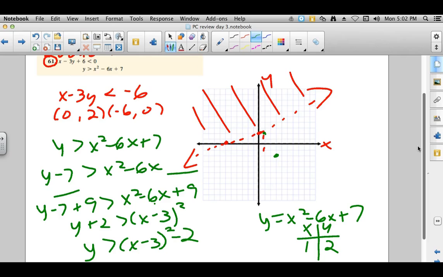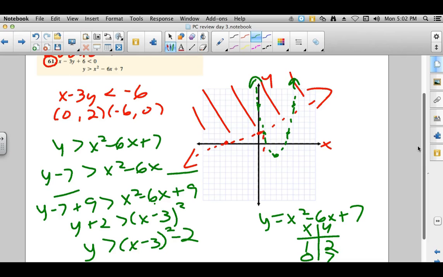Because of symmetry, we could go equal but opposite on the other side of the vertex. Maybe put a 0 in there. 0 minus 0 plus 7 is 7. So 0, 1, 2, 3, 4, 5, 6, 7. Symmetry on the other side. Now, be careful.